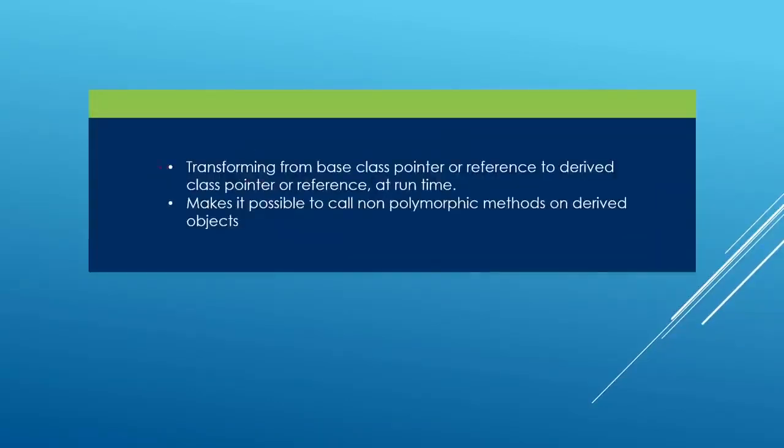Okay, so this is what we are after in this lecture. We want to be able to transform from a base class pointer or reference to a derived class pointer or reference at runtime. Another way you can take this is to think of the base class pointer or reference as input, and we want to get a derived class pointer or reference as output in our C++ program. And the main benefit of this is to be able to call non-polymorphic methods on derived pointers or references. This is going to be super cool in some cases.